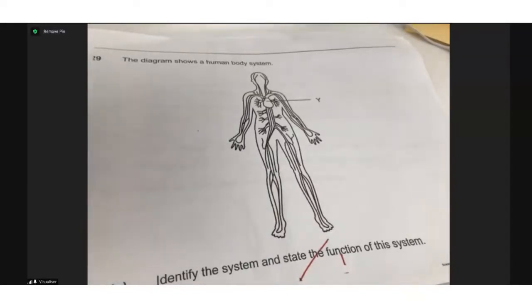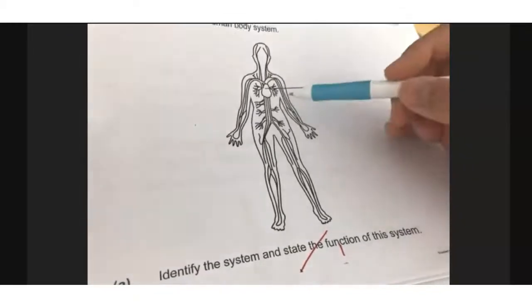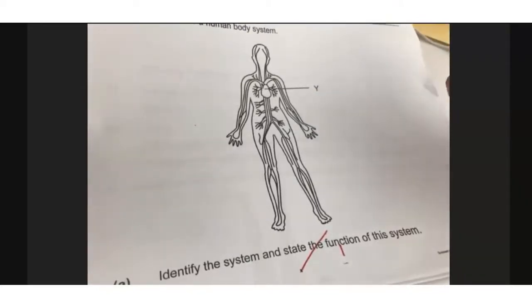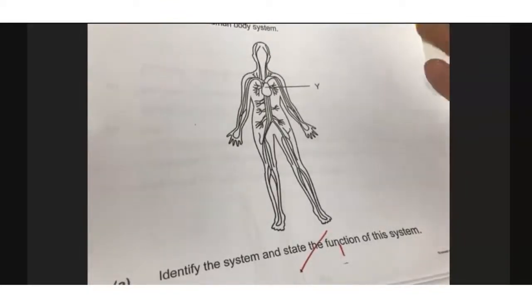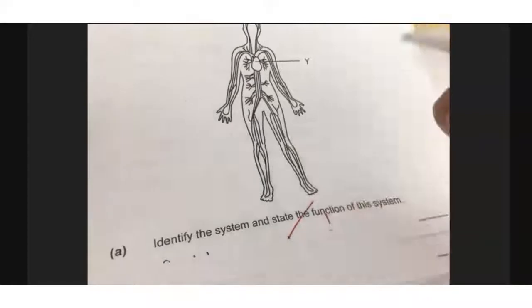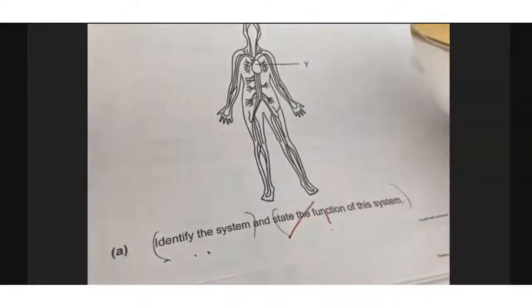The diagram shows a human body system. Clearly you can see that there is a heart, and all these lines represent the blood vessels, and of course blood is traveling inside, carrying with it all kinds of things such as oxygen, water, digested food, and carbon dioxide. Now, what is this system? There are two parts to the question: what is this system, and what is the function of this system?